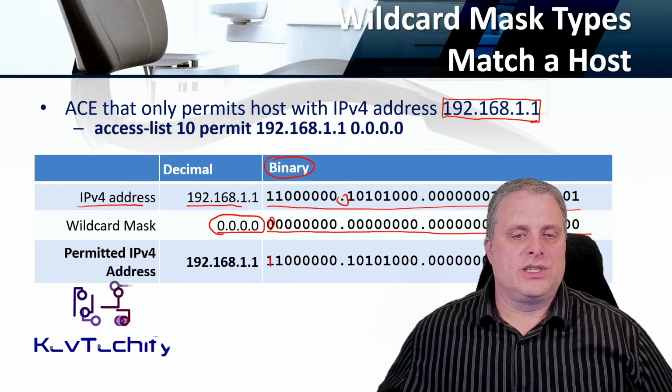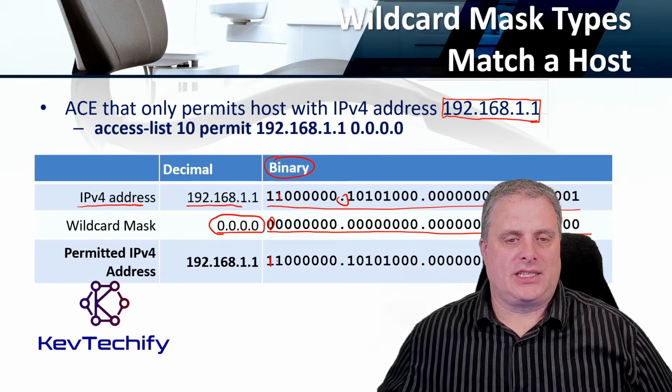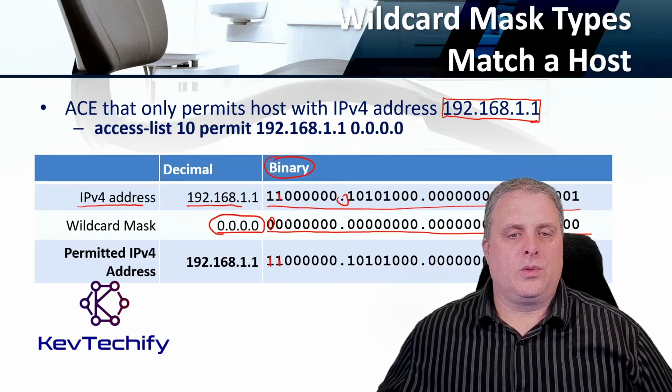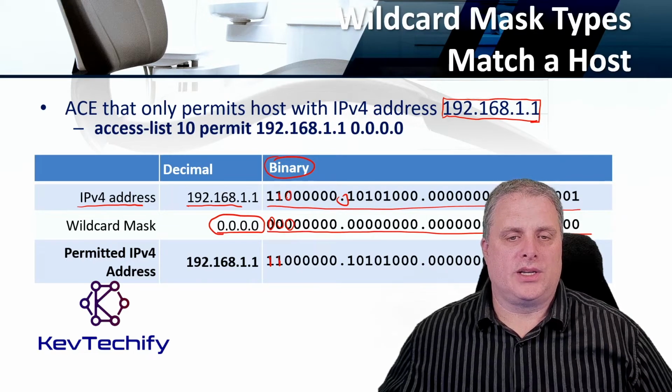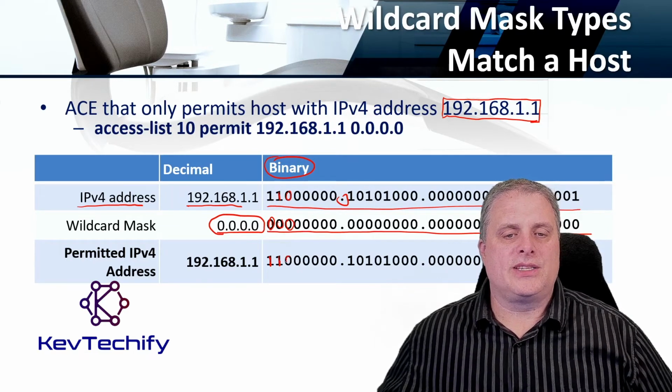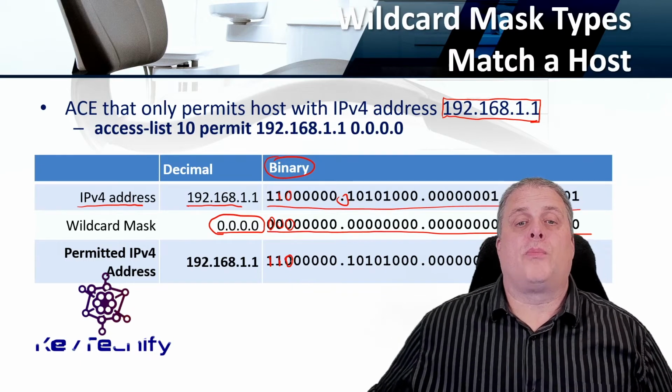Then the next one is a 0. It has to match this. It has to be a 1. The third one is another 0 in the wildcard mask, but it's a 0 in the binary, so it needs to be a 0 down here when we're figuring out what our permitted addresses are.